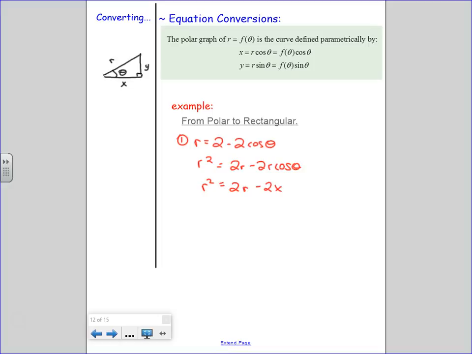But now what do we have to do? I don't know. How do we get rid of r? Isn't r just a hypotenuse? How could we express a hypotenuse in terms of x's and y's? x squared plus y squared, square root it, right? Wait, couldn't we have just done that in the beginning? I don't know.